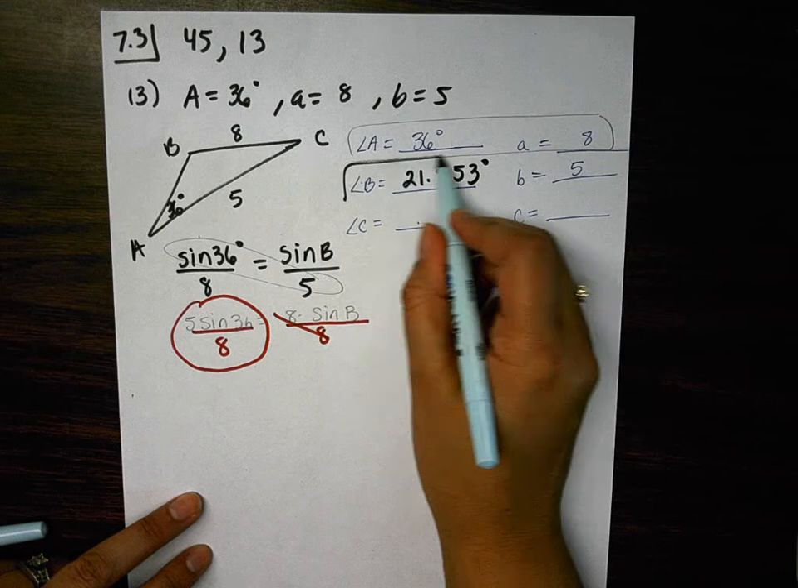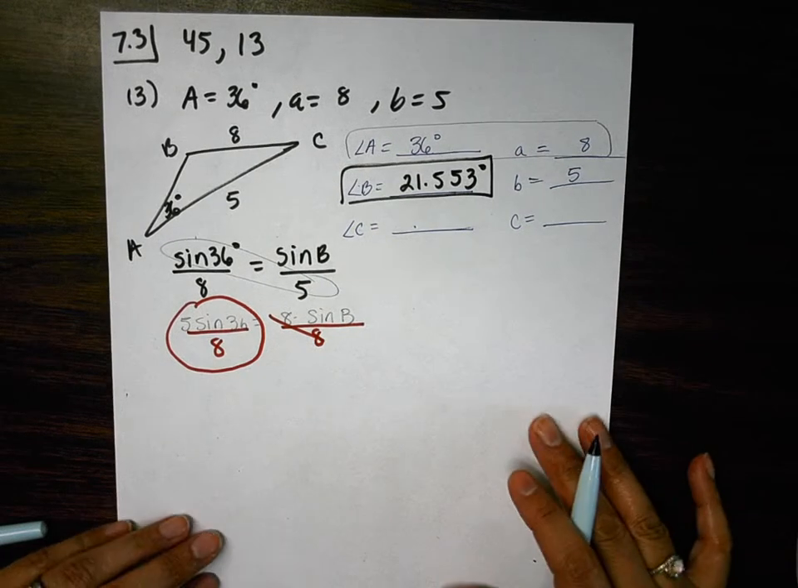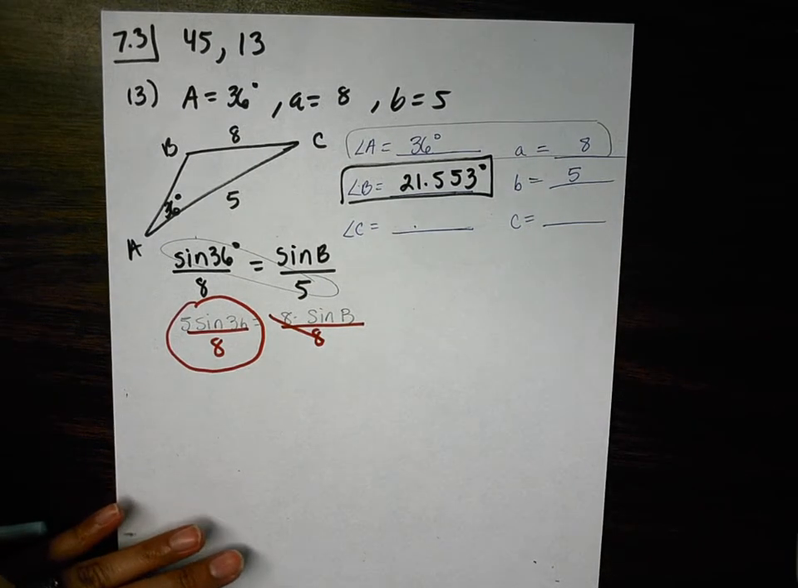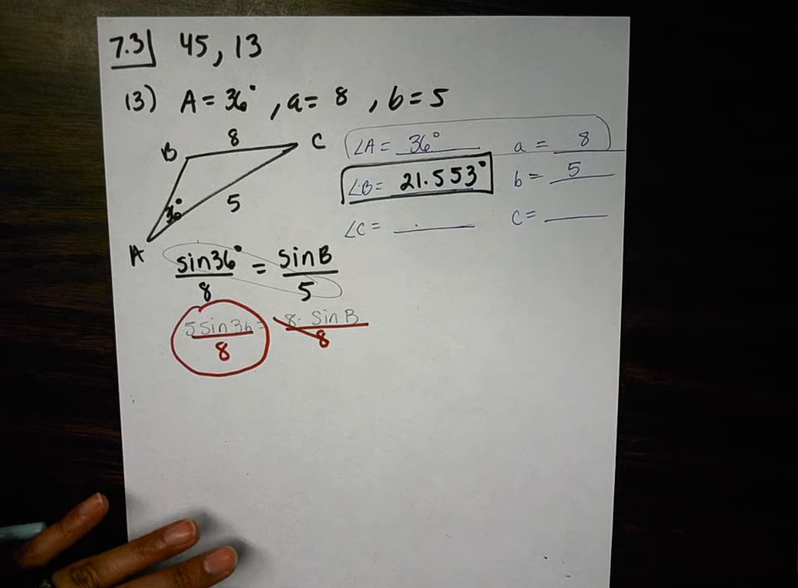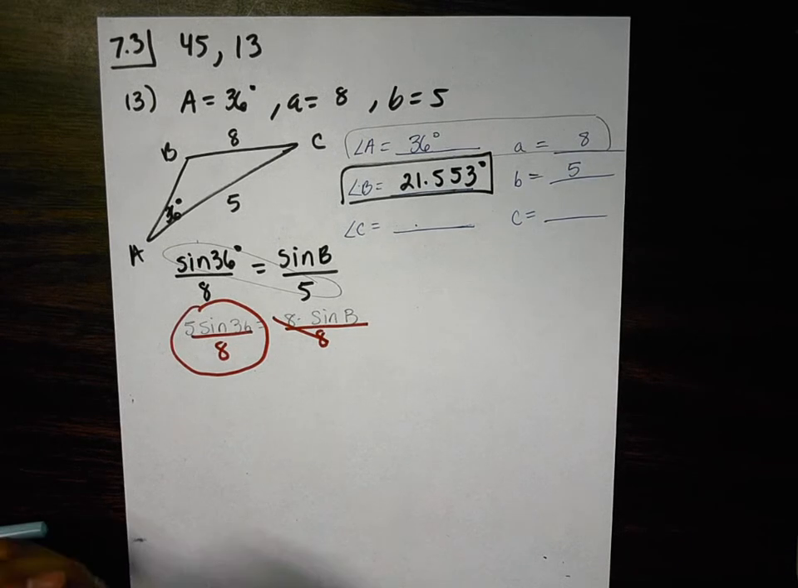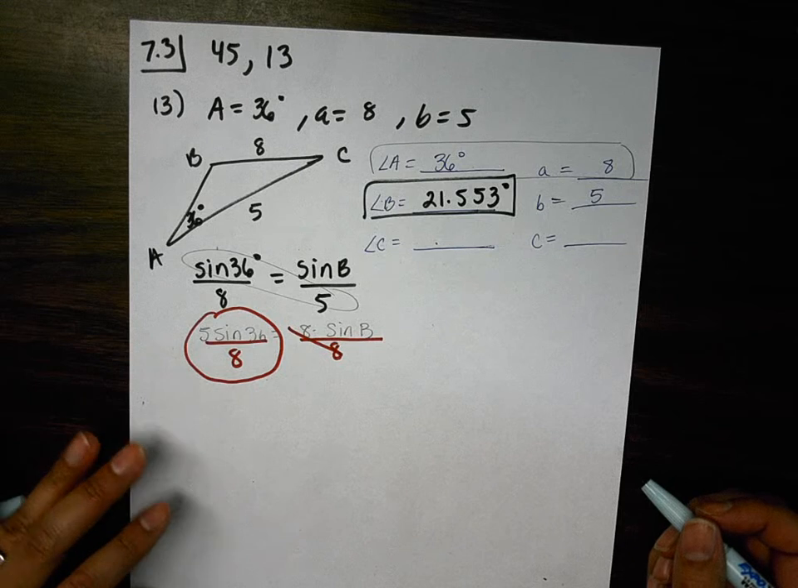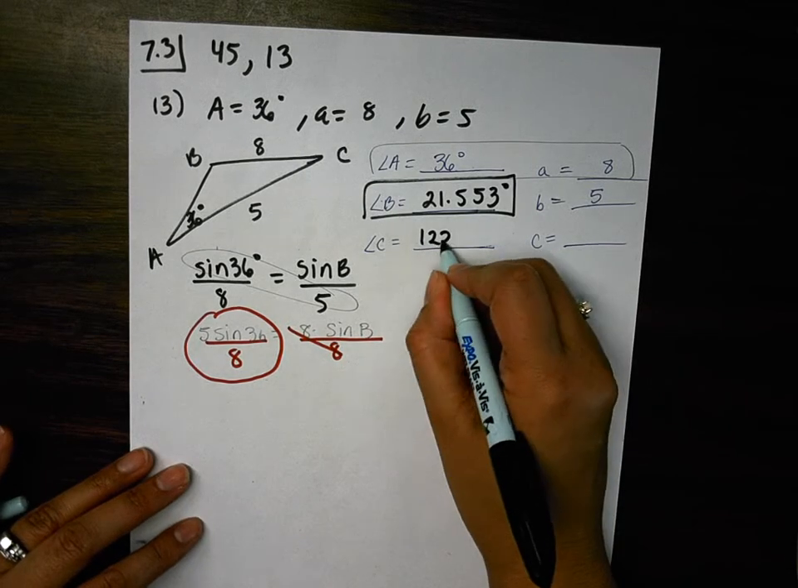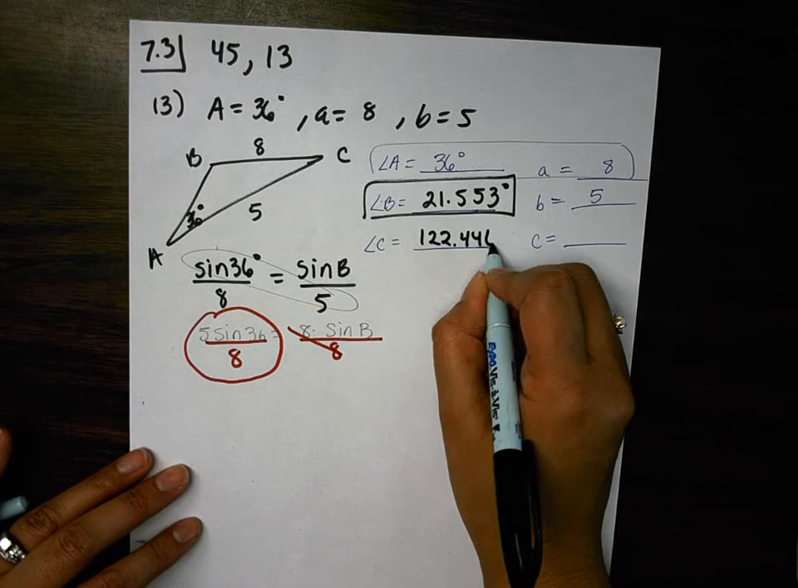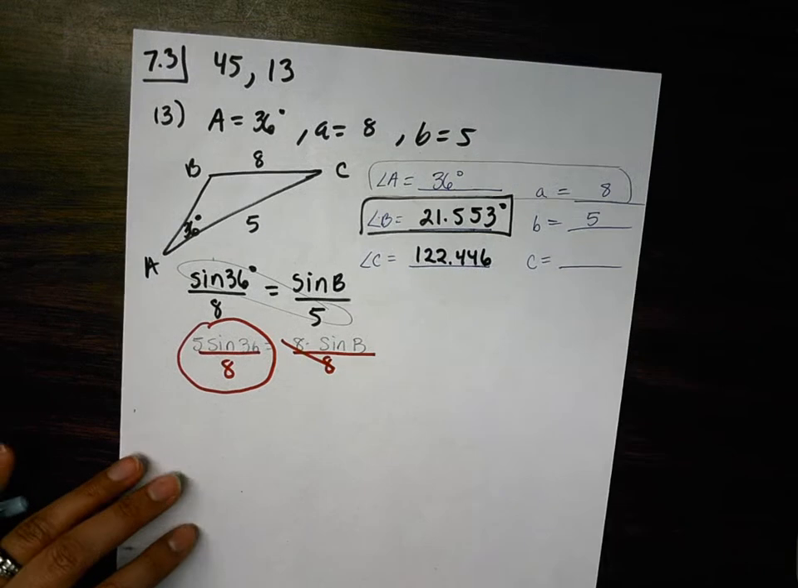21.553. Do we have enough now to find angle C? Yes? Add that with 36, subtract from 180. Has anybody done that already? No? 122.447, not a 6. I'm going to change that.